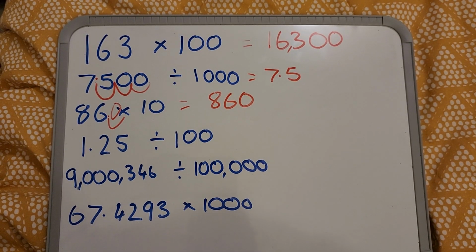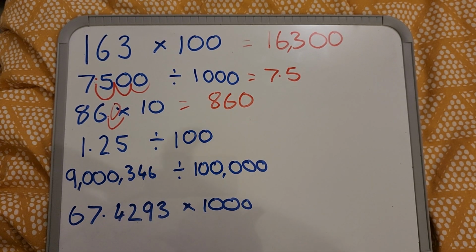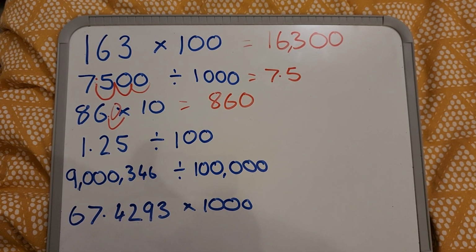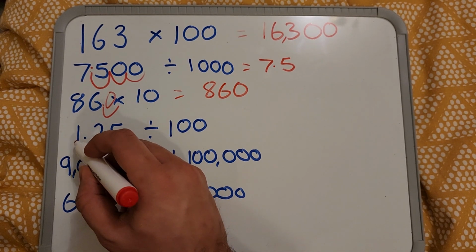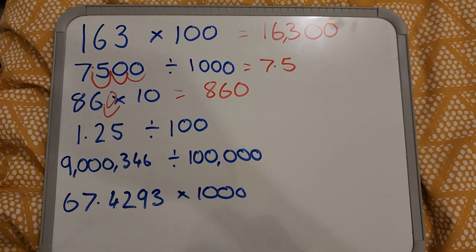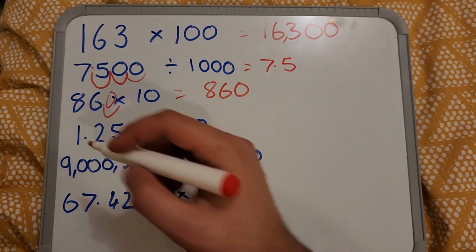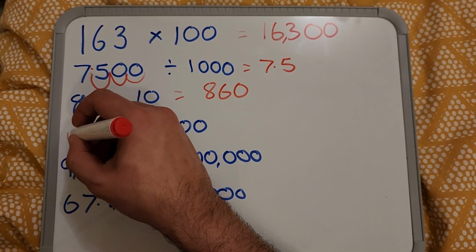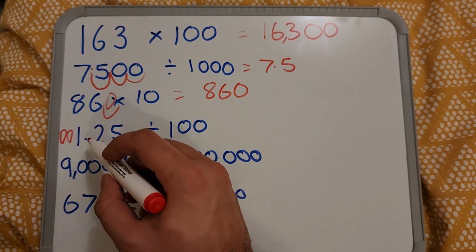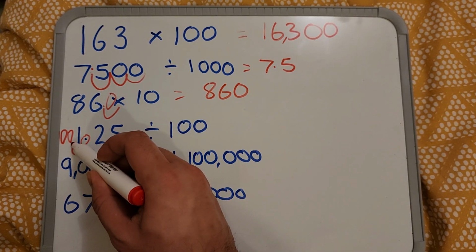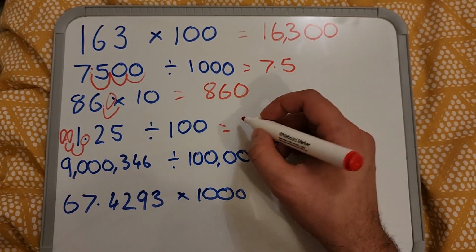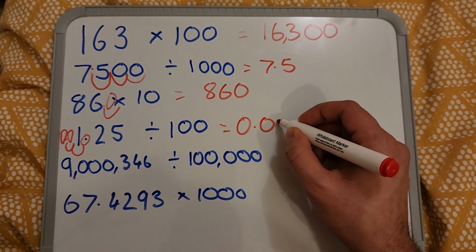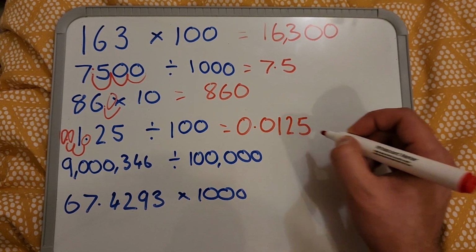1.25 divided by 100. So we've actually got a relatively small number, just slightly bigger than 1. And what we're actually doing is we're making it even smaller, 100 times smaller. So our decimal place is going to move this way twice. And what we can do is, if we're unsure about how to do this, we can actually go ahead and pop some zeros in place beforehand in preparation for this. So we're going to move here once and then twice. Okay, so our answer is 0.0125.